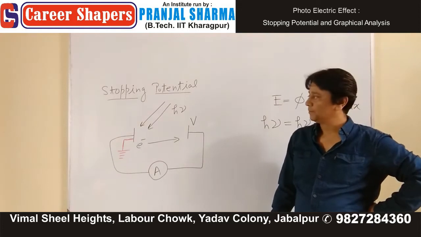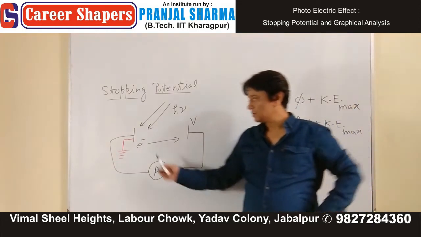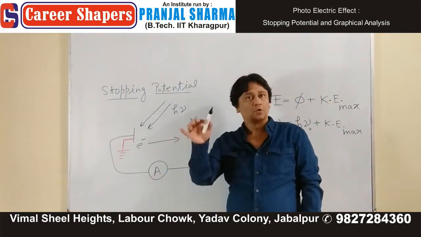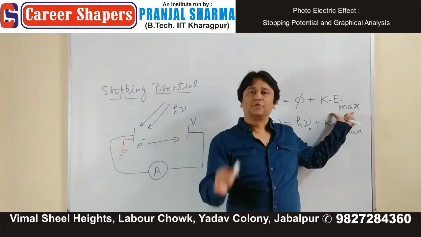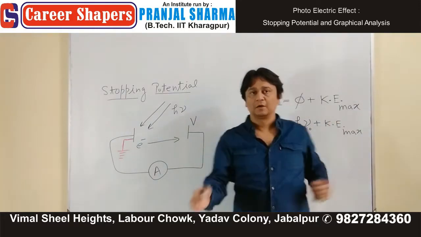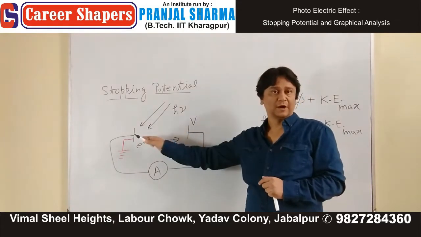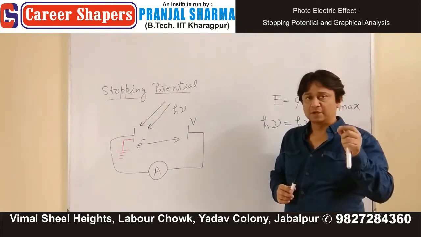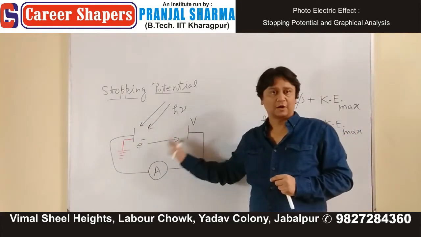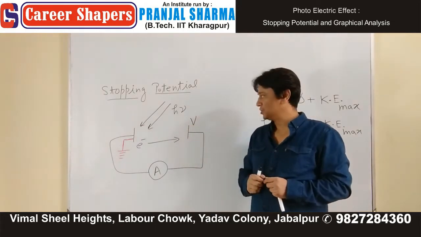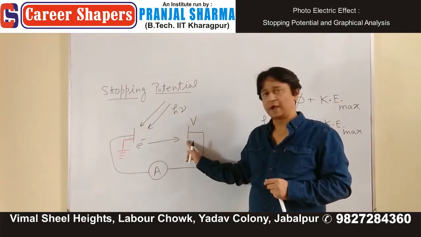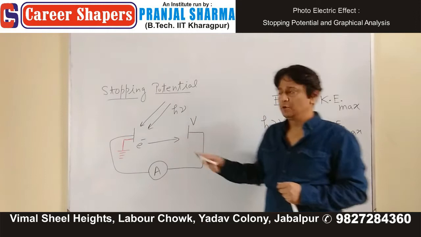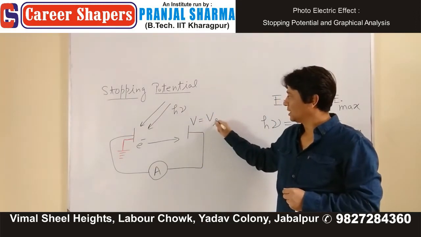Stopping potential. Now, you know that these electrons are moving with different kinetic energies. The ones moving with K max, if you can stop these electrons, then all the other electrons which are moving slowly, you can automatically stop them. So our aim is to stop an electron which is moving with maximum kinetic energy. If it cannot reach this plate, there will be no current, and then this potential V will be called Vs.